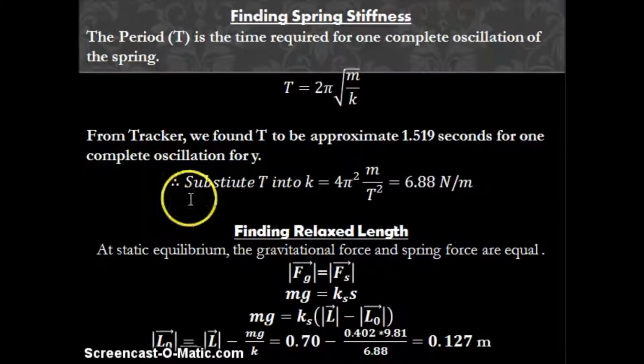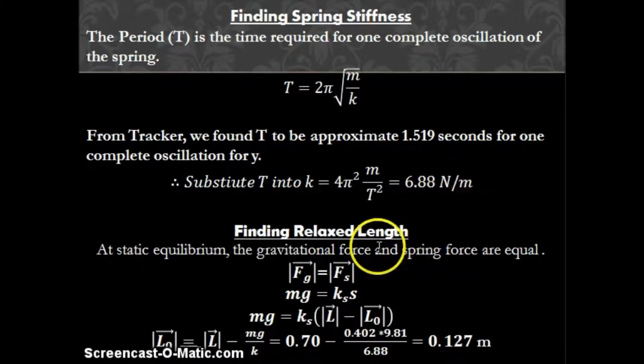Using position data from Tracker, we can also find the spring stiffness. The formula for one period is this, and we found T to be 1.519 using the position plot from Tracker. If we rearrange this formula, we get this. All we did was substitute in T and the mass, and we found our stiffness to be 6.88 newtons per meter.